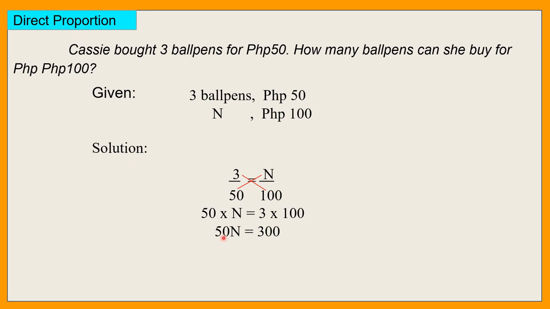Para mawala yung 50, divided by 50. So kung ano yung katabi ng n, yun yung i-divide natin, ha? At kung ginawa sa kaliwa, gagawin sa kanan. So cancel na natin yung 50, n is equal to 6. And sagot natin dito is 6 ball pens kasi 100 pesos na, di ba?